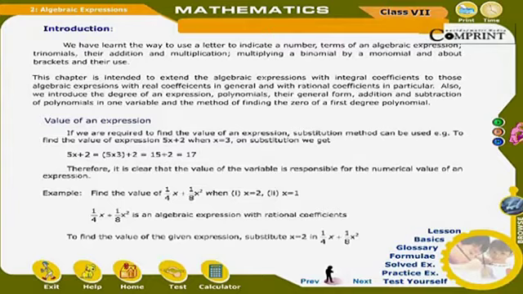Example: find the value of 1 upon 4x plus 1 upon 8x square when first x is equal to 2, second x is equal to 1. 1 upon 4x plus 1 upon 8x square is an algebraic expression with rational coefficients. To find the value of the given expression, substitute x is equal to 2 in 1 upon 4x plus 1 upon 8x square.